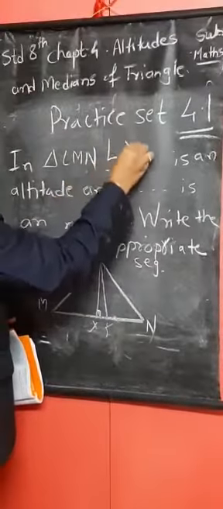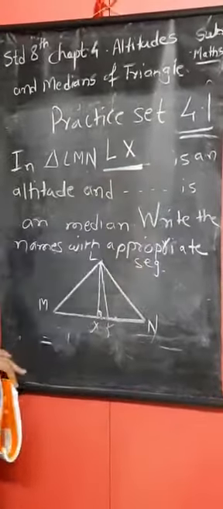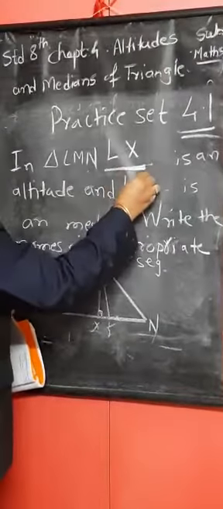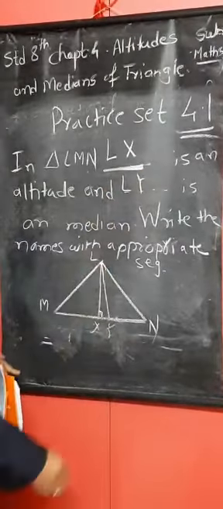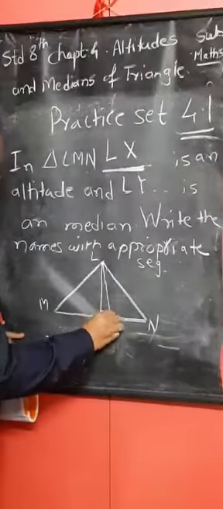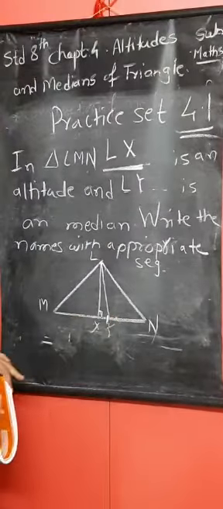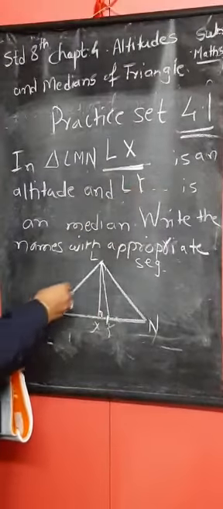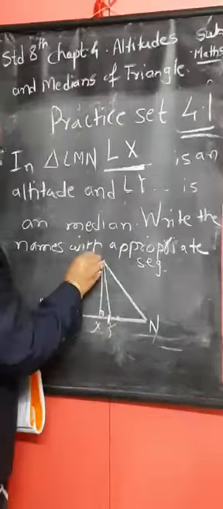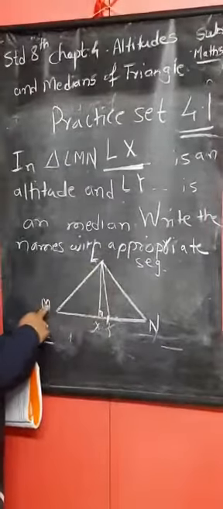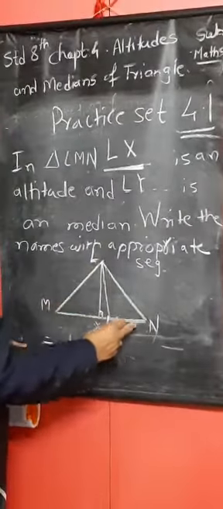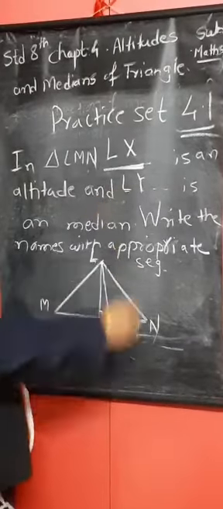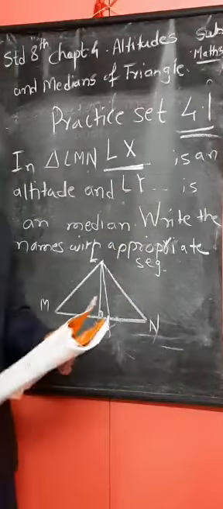In triangle LMN, LX is the altitude, and LY is a median. Y is the midpoint of the side. So LY is the median, because the vertex is L, the opposite side of the vertex is MN, and Y is the midpoint. So LY is the median of this triangle.